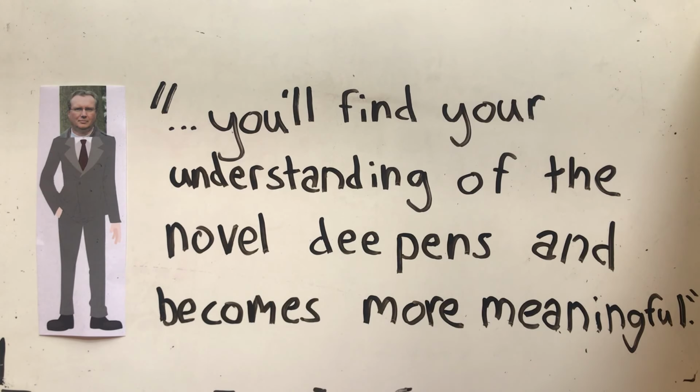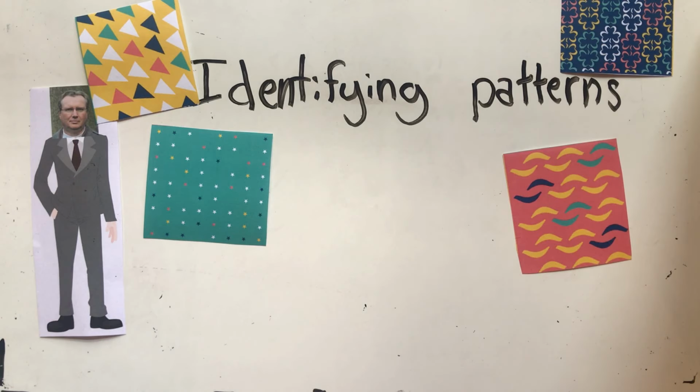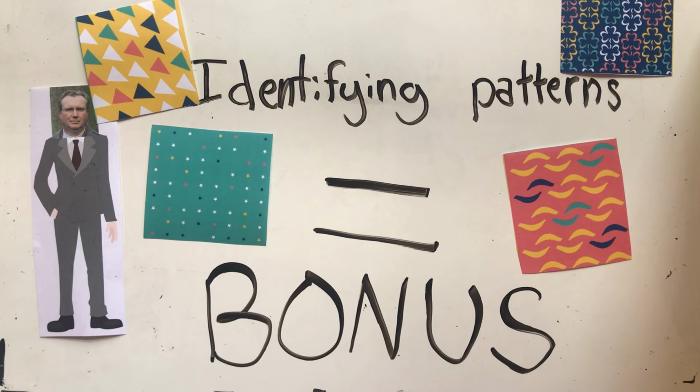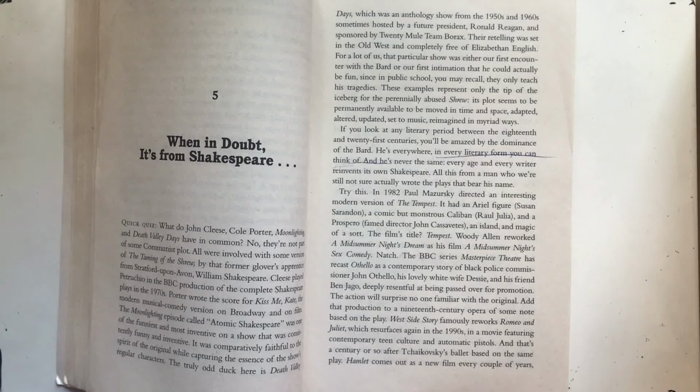Connections between stories are often subtle, though, and many readers will fail to identify them. There is nothing wrong with this, as literature can be enjoyed in its own right. Foster clarifies that identification of patterns can thus be thought of as a reading bonus. Chapter 5 is When in Doubt, It's from Shakespeare.